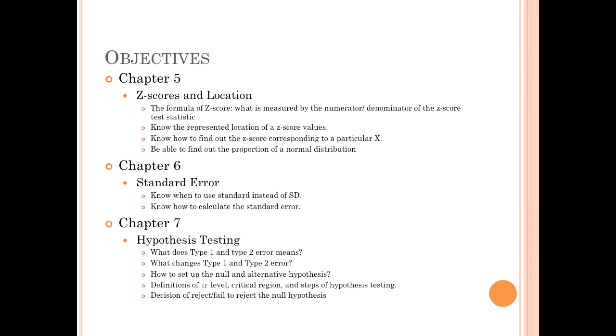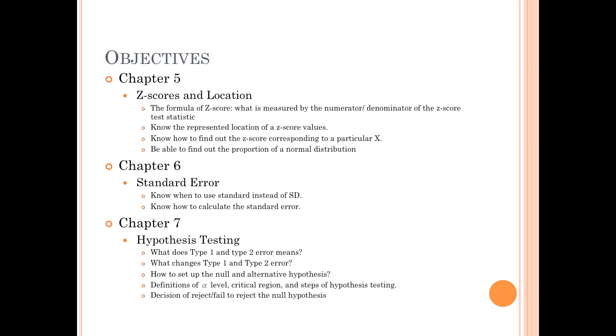If given a z-score, be able to tell the raw score, or if given a raw score and a mean, be able to figure out the z-score. So be able to do it both ways. And then using z-scores, be able to find the proportion or probability of that on a normal distribution.